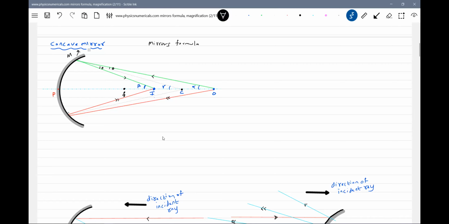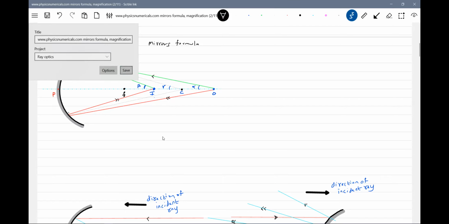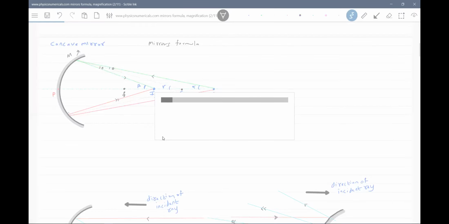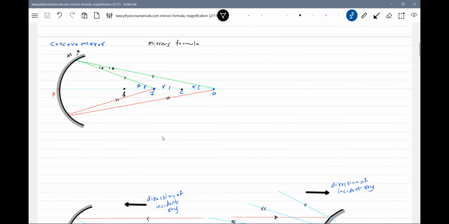This mirror is a concave mirror. Okay, what we are going to do is the mirror formula. What is the use of the mirror formula? It will help us to predict the position of the image.